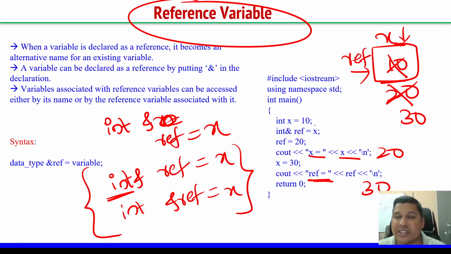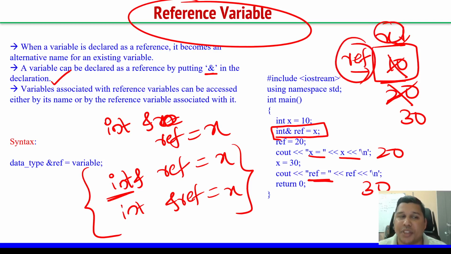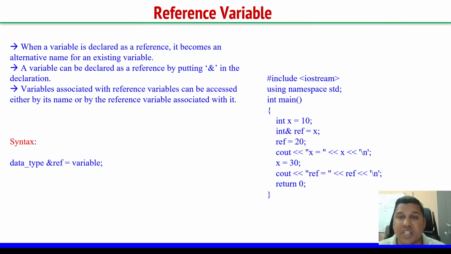Indirectly, it's an alias naming, giving another name or another variable for an existing variable x. That is a reference variable. So we declare it by putting ampersand in the declaration like this: int ampersand ref equal to x. This is the syntax to create a variable with another name. Already x is there, you want to create a variable with another name. That is about reference variable. I hope it is clear. Any doubts, please let me know.